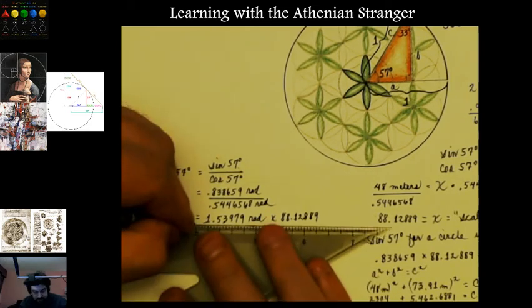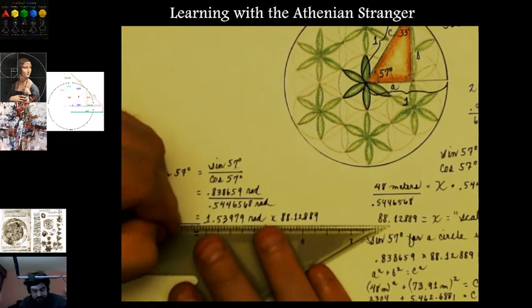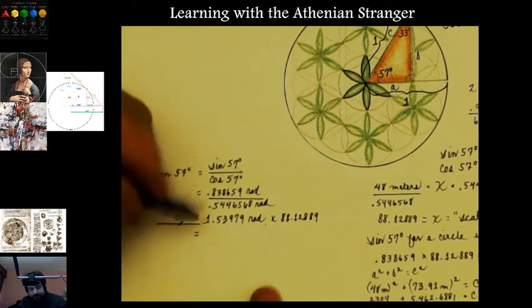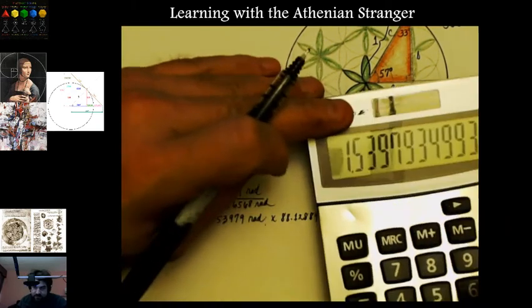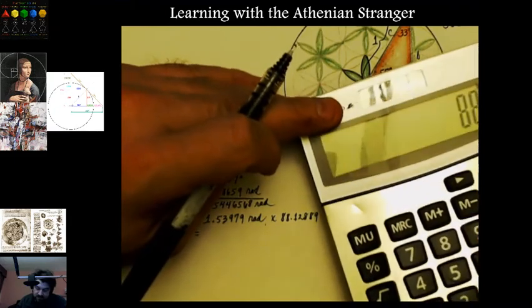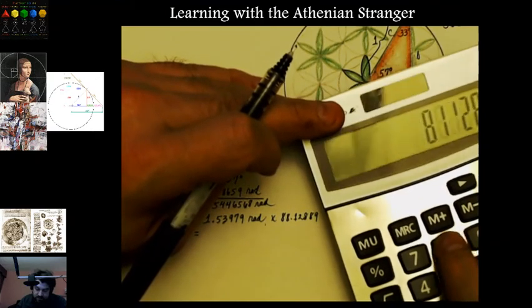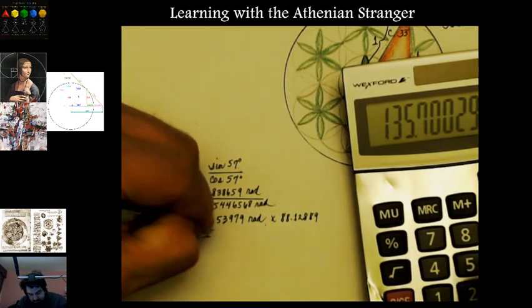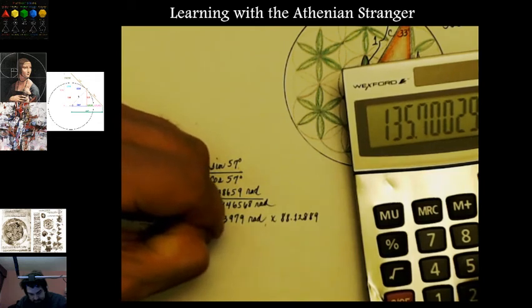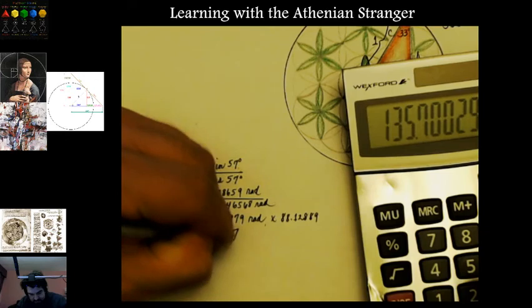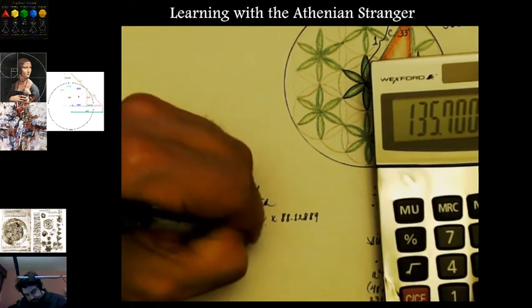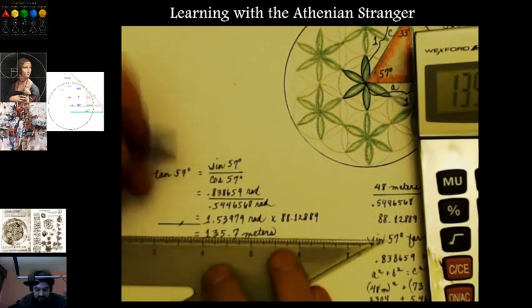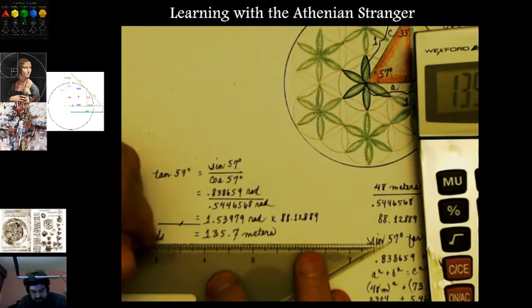We're actually doing something slightly different here, so I want to make sure we know that we're doing something a little bit different. We're doing this. We'll multiply this times 88.12889, and that equals 135.7 meters. So in our example, this is the tangent.